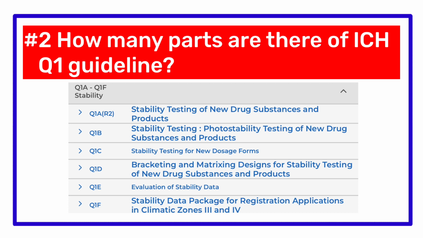And the title of each part is: Q1A is Stability Testing of New Drug Substances and Drug Products. Q1B is Photostability Testing of New Drug Substances and Products. Q1C is Stability Testing for New Dosage Forms. Q1D is Bracketing and Matrixing Designs for Stability Testing of New Drug Substances and Products. Q1E is Evaluation of Stability Data. And Q1F is Stability Data Package for Registration Applications in Climatic Zones 3 and 4.